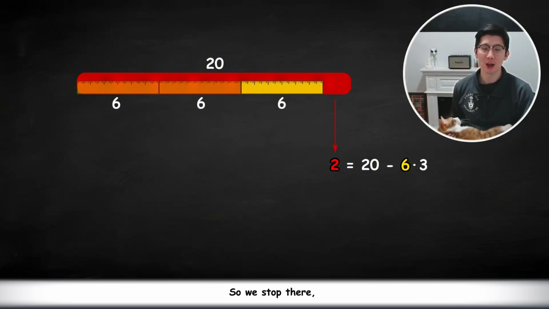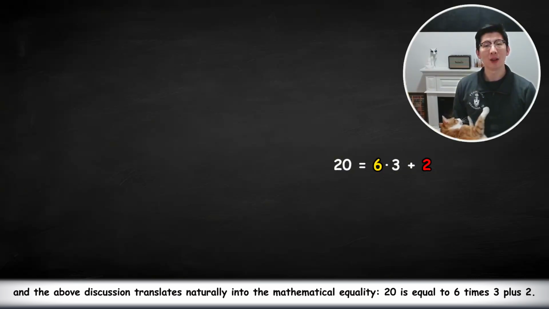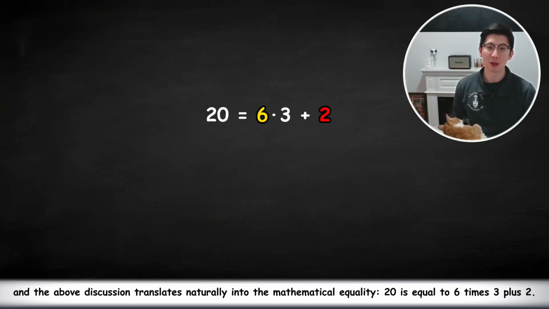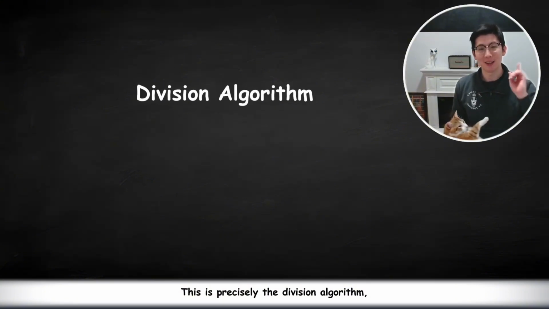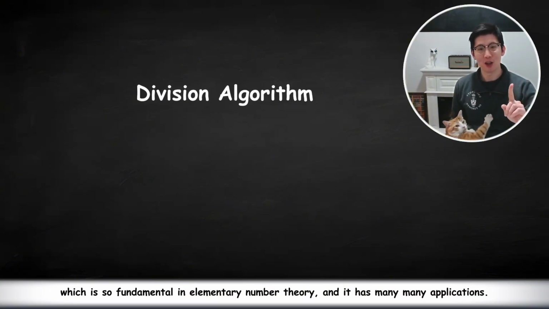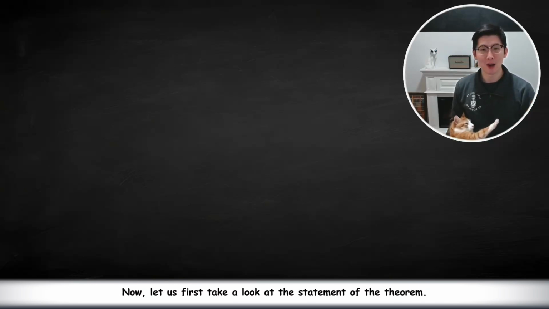So we stop there, and the above discussion translates naturally into the mathematical equality: 20 is equal to 6 times 3 plus 2. This is precisely the division algorithm, which is so fundamental in elementary number theory, and it has many applications. Now, let us first take a look at the statement of the theorem.